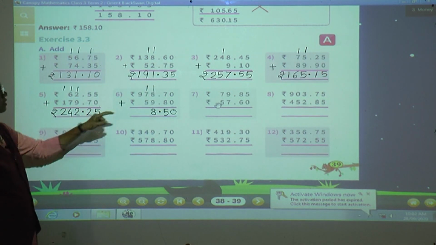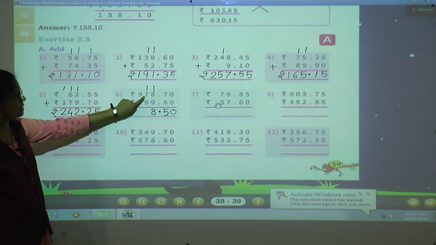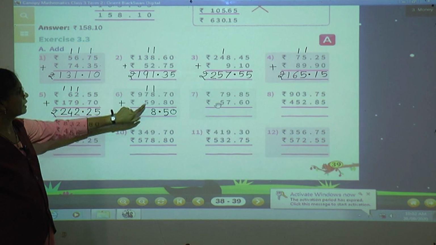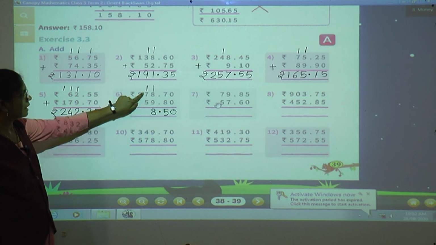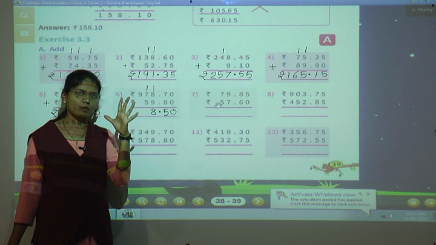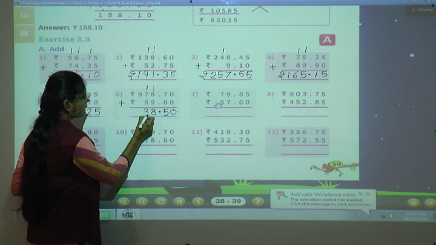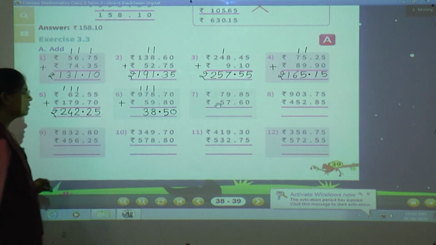Then next place, 1 plus 7, 8. Then 8 plus 5. Keep 8 in your mind. After 8 you have to count your 5 fingers. Okay, 8 plus 5, 13. Correct. So here we will write 3 and 1 as a carry.